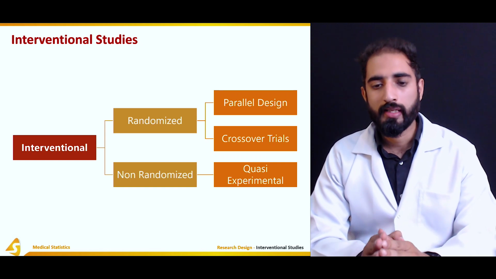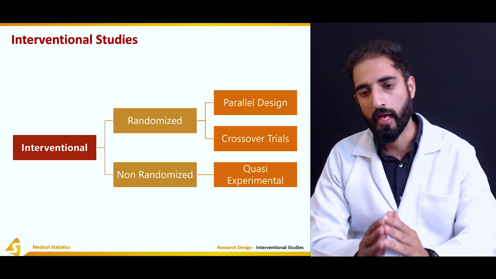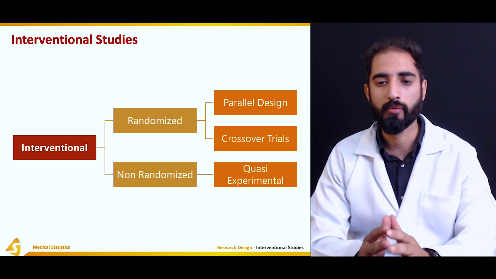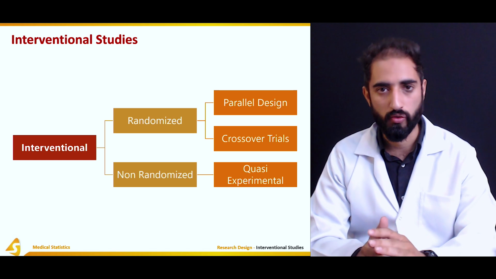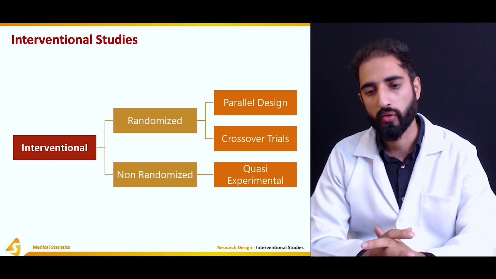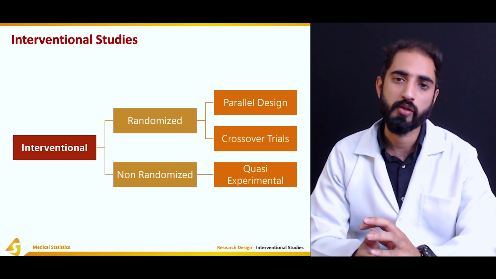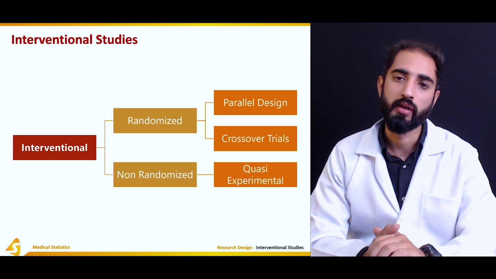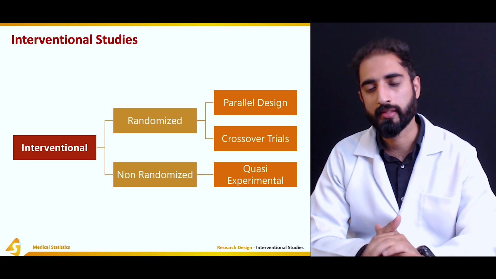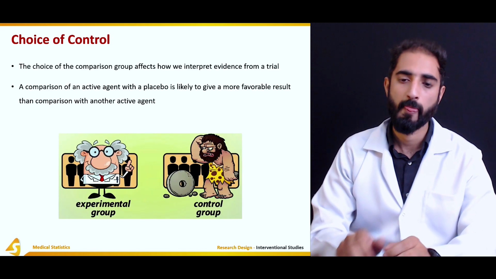Now, interventional studies are of majorly two types: randomized and non-randomized. Randomized are known as randomized control trials, and they are stacked higher in terms of evidence as compared to non-randomized trials, which are, for example, quasi-experimental trials. And randomized control trials are further classified into parallel design randomized control trials and crossover randomized control trials.